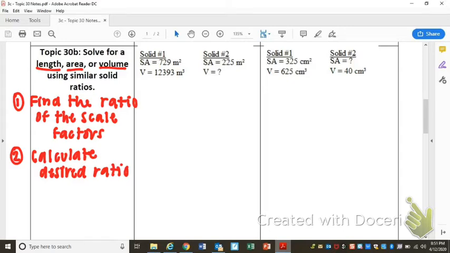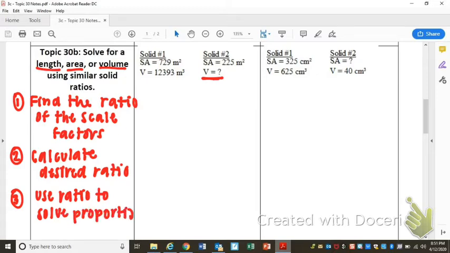All right, so if you look over here, we're missing the volume of our smaller solid, so we're obviously going to look for that volume. So that means we want the volume ratio, so that's going to be our desired ratio. Once we get that desired ratio, we're going to use that ratio to set up and solve a proportion. All right, we have done that multiple times throughout our similar triangle unit.